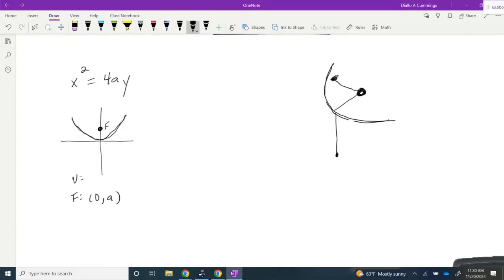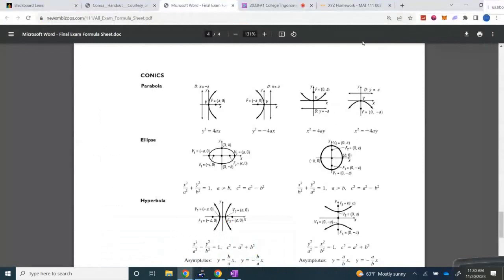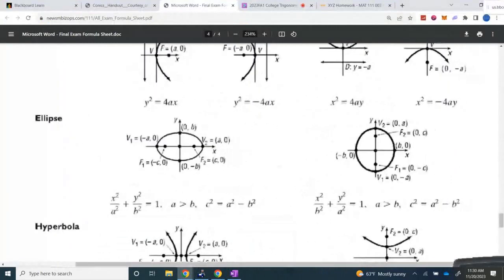And the vertex, I'm sorry, is (0, 0). I should list that first. The focus is (0, a). You also have something called a directrix. The directrix, if we take a look back at the formulas, I'm actually looking at this one first.